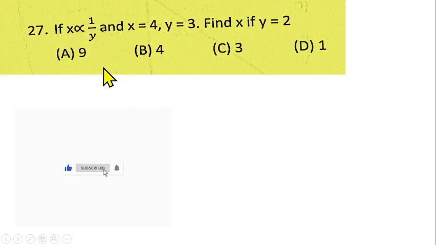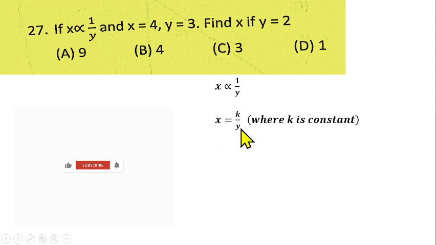Question number 27 is from variation. If S varies inversely as y, S is 4, y is 3, find S when y is 2. So then you need to change this one to equation by introducing constant. So you have S is equal to k over y, where k is constant. So S is 4, you have 4 is equal to k over y, y is 3. So cross multiply, k will be equal to 12.